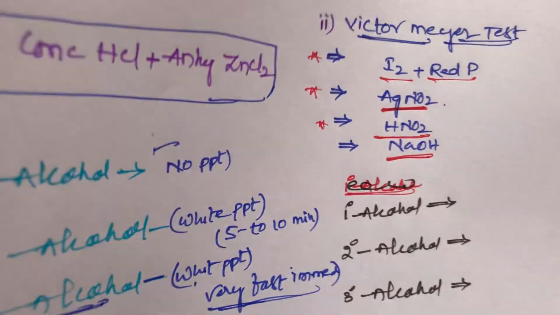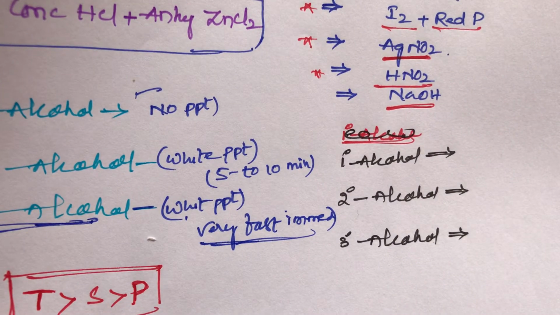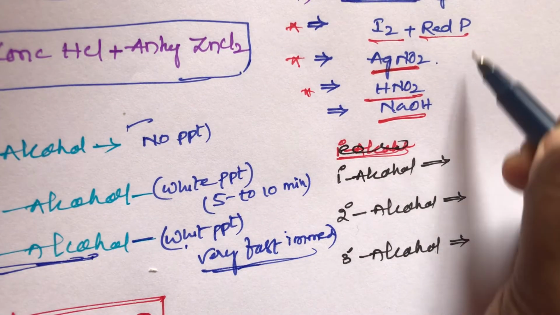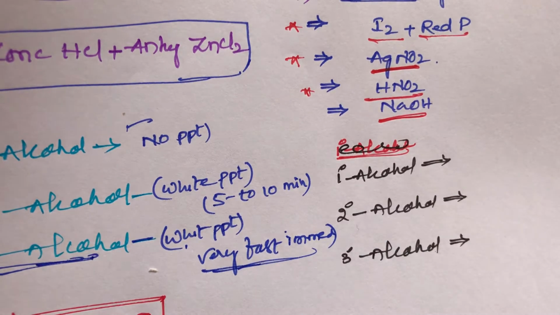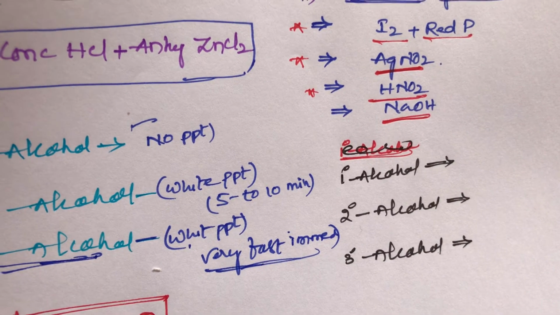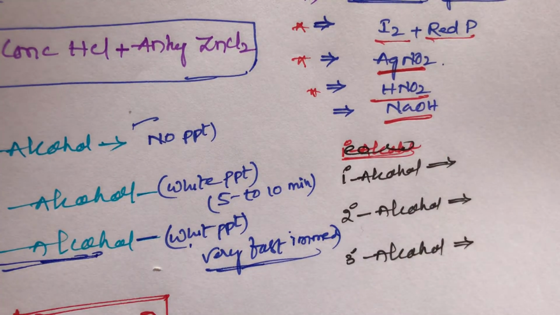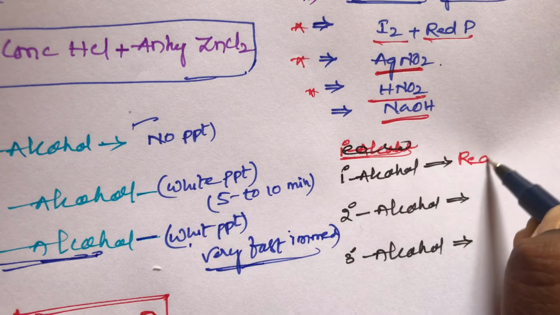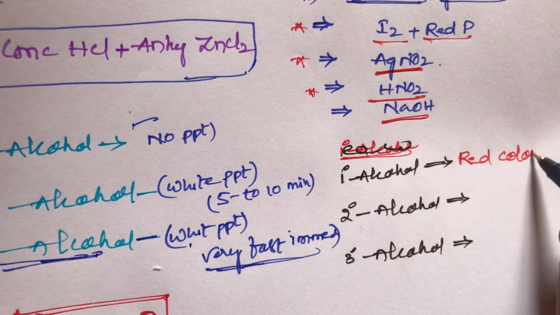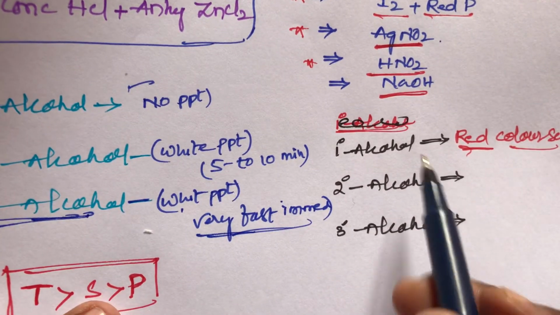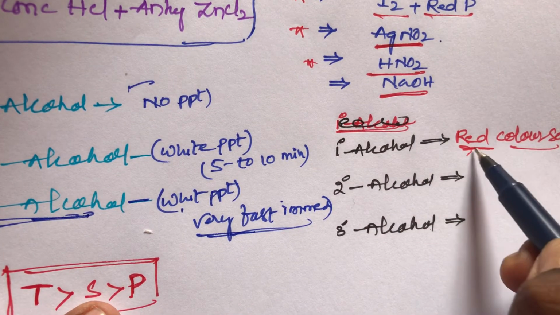You remember, student, in this Victor Meyer test, when primary alcohols react with the Victor Meyer test, that means the 4 reagents, after adding the 4 reagents, we will get a red color solution, student. Primary alcohols react with Victor Meyer's reagent to give a red color solution. It is very most important, student. Primary alcohols react with the Victor Meyer test to give a red color solution.